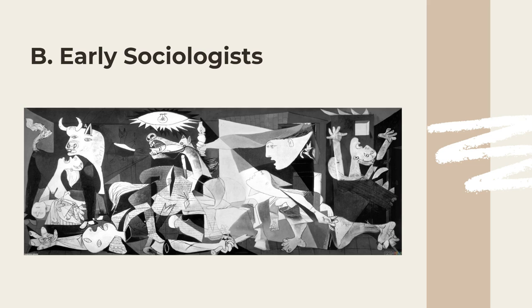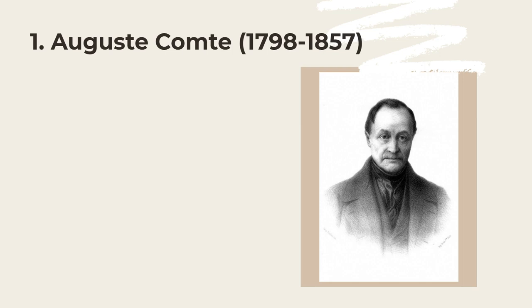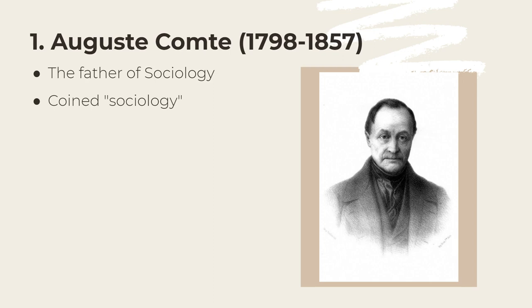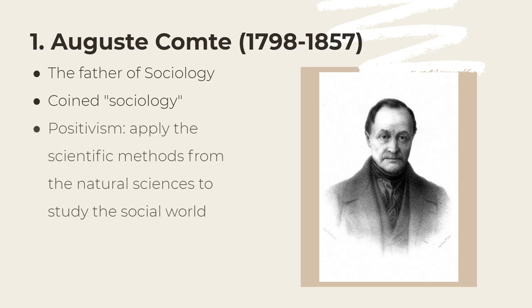They all came from different backgrounds because, before sociology became a scientific field, these individuals belonged to other academic, scientific disciplines. One of them was Auguste Comte, who is considered the father of sociology. He's the one who coined the term sociology. He also advocated positivism, which is the application of the scientific methods from the natural sciences to the investigation of the social world.